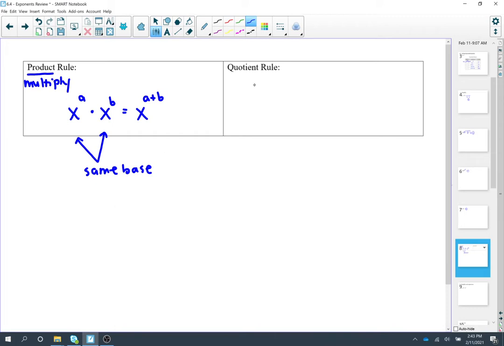The quotient rule. Quotient means divide. It says we're going to take x to the power of a divided by x to the power of b, which is going to give us x to the power of a minus b. So when you're dividing, you subtract. When you're multiplying, you add.